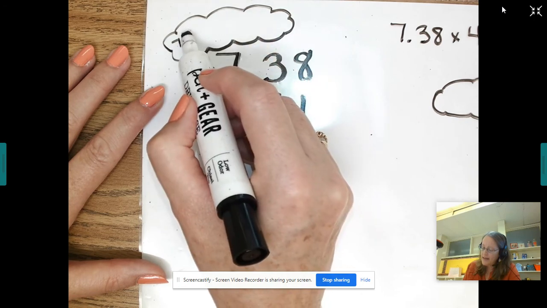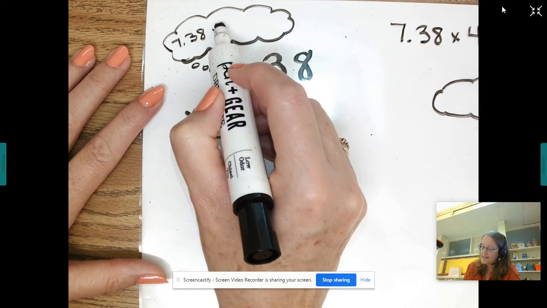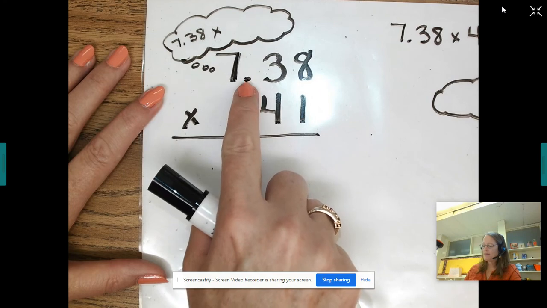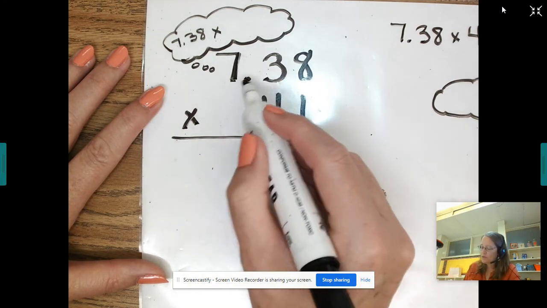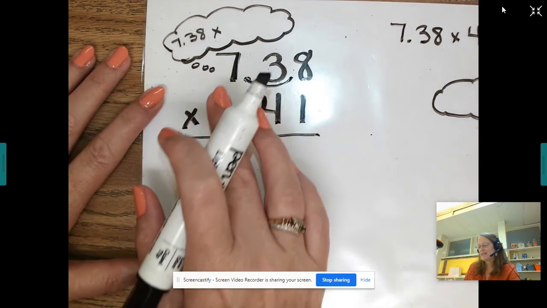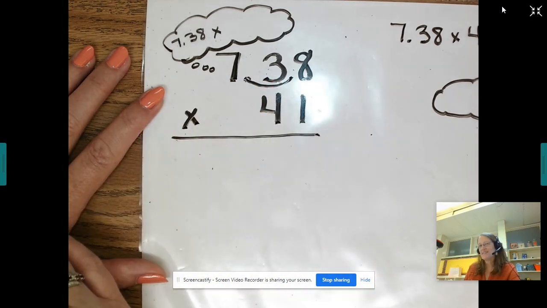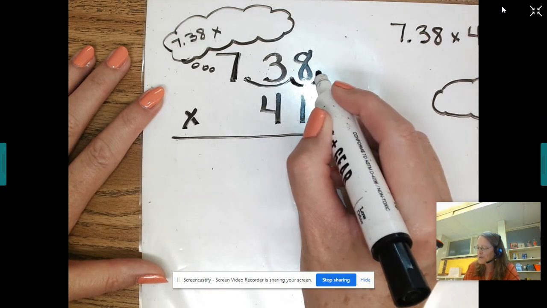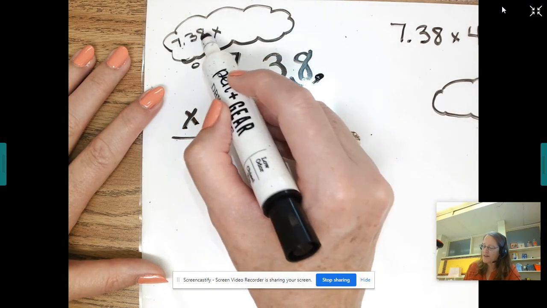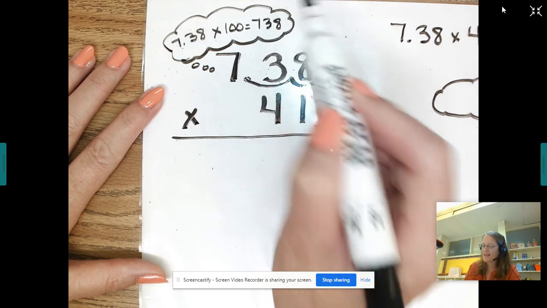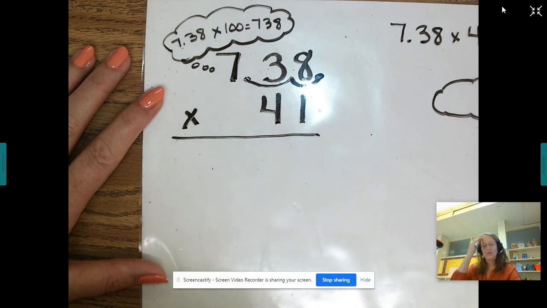I would do 7 and 38 hundredths times, if I only multiply it by 10, then I'm only moving this decimal one time to the right. So what would I need to multiply 7 and 38 hundredths by to make it 738? Yeah, 100. So I would need to move that decimal 2 times, which is 7 and 38 hundredths times 100 equals 738. So that is what goes in your thinking bubble.